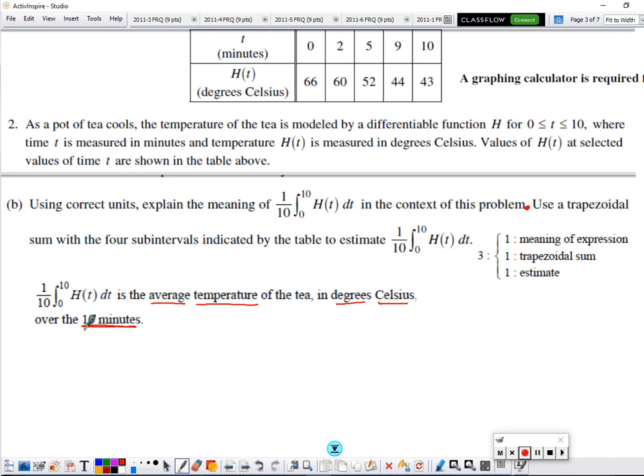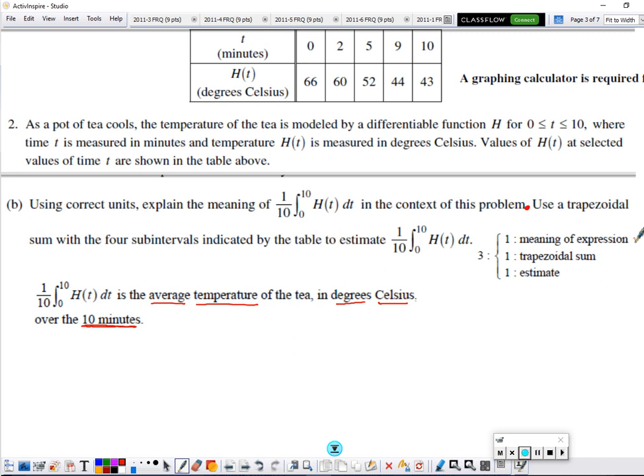For the meaning, when they say using correct units, they're looking to see, did you talk about every single possible unit? Olivia? Okay, so I said that integral is the average change in temperature from 0 to 10 minutes, which is 52.95 degrees Celsius. Gotcha.